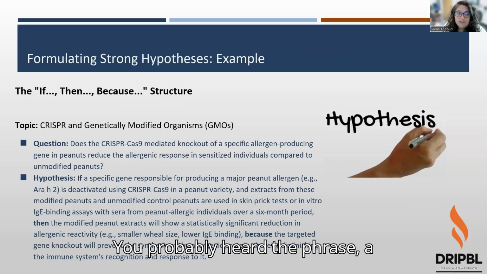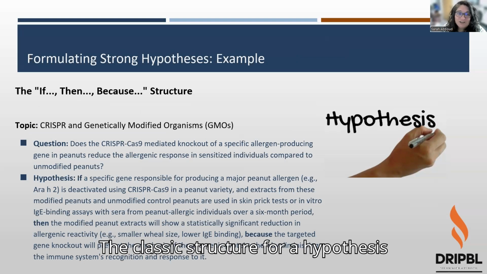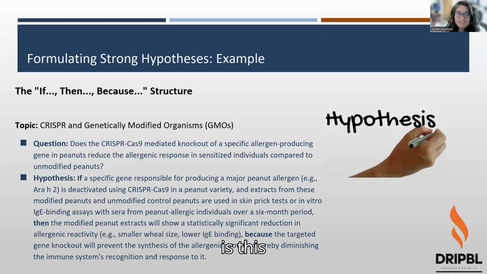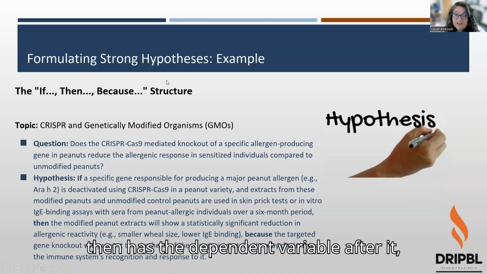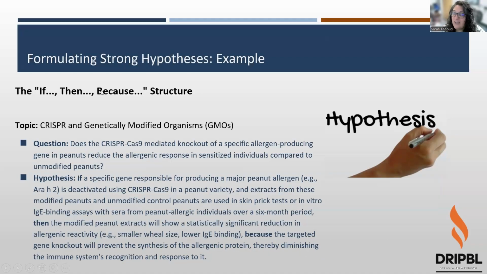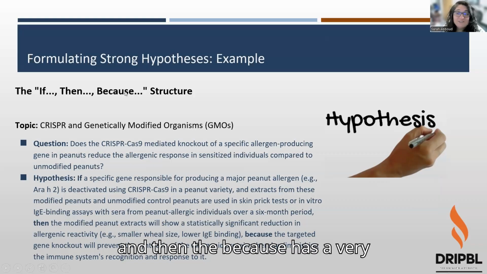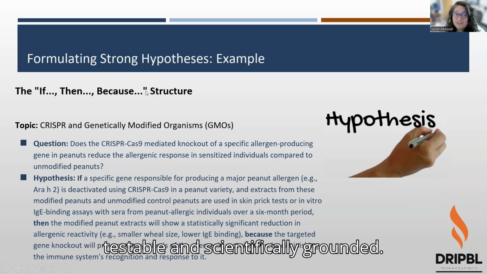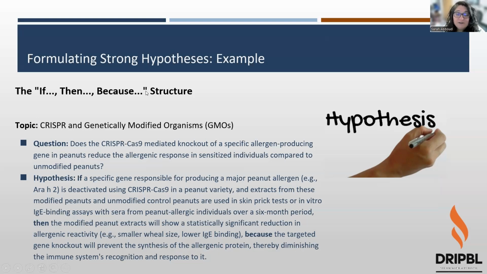You probably heard the phrase, a hypothesis is an educated guess. The classic structure for a hypothesis is this if, then, because structure. And the reason for this is that the if has the independent variable after it, the then has the dependent variable after it, and then the because has a very clear scientific rationale. So this format ensures that your hypothesis is testable and scientifically grounded.